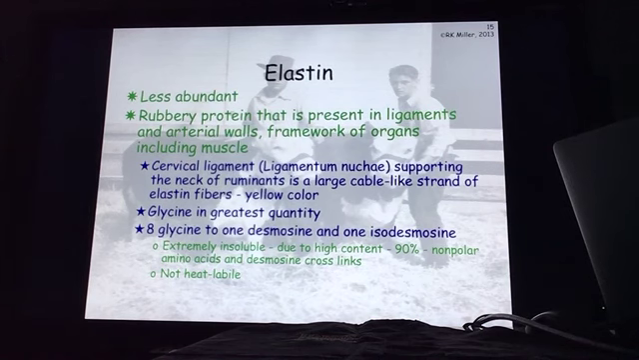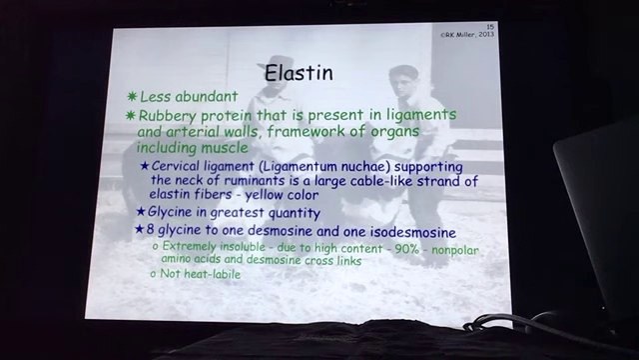Elastin is the second fiber that we can also find in connective tissue. Remember, we saw elastin in the pink slide as just little dark lines, right? Elastin is not as abundant as collagen. It's very rubbery, so it's present more so in ligaments and arterial walls and in the framework of organs. We also find a lot of elastin in ligaments, and the cervical ligament that holds the head of the animal up in ruminants is a very large cable-like structure.